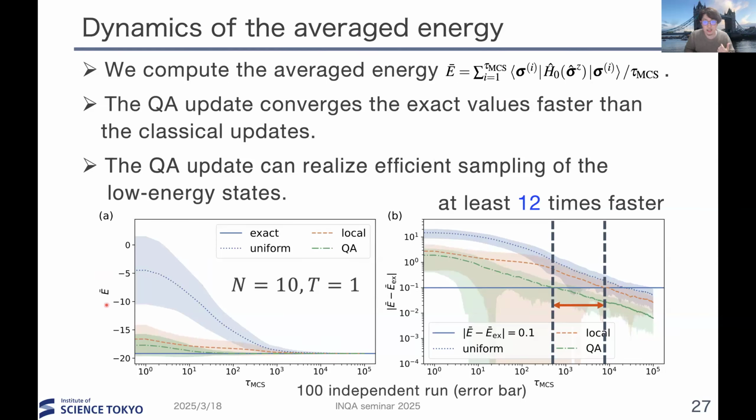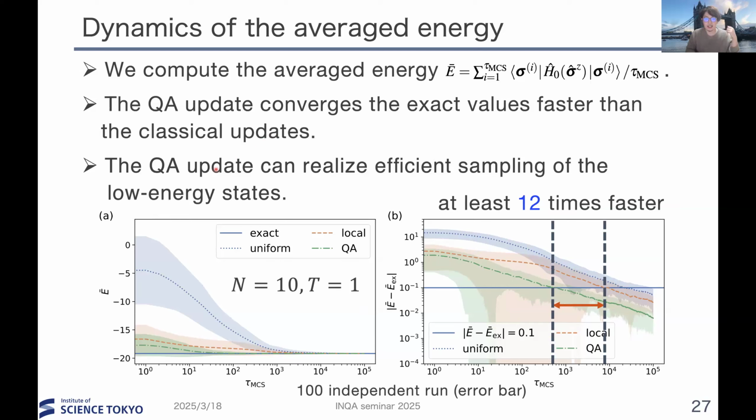The vertical axis denotes the average energy, and the horizontal axis is tau, the number of Monte Carlo steps. In this figure, the blue and orange lines are the classical update, and the horizontal line is the exact value. The QA update converges to the exact value faster than the classical update. We also plot the difference between the average value and the exact value. From this figure, the QA update is at least 12 times faster than the local update.